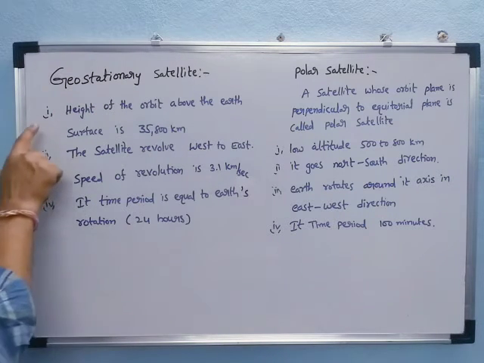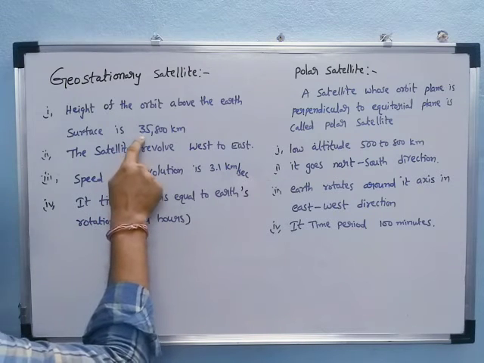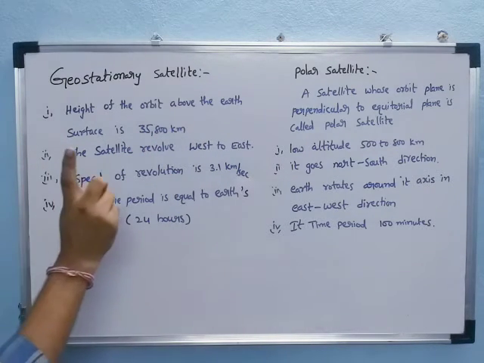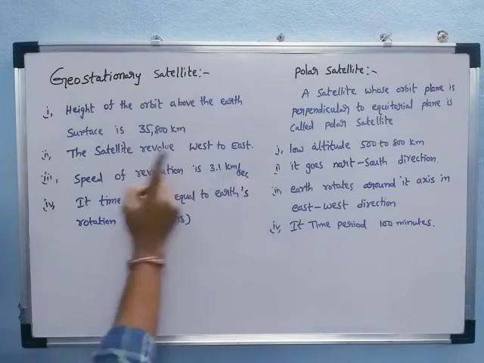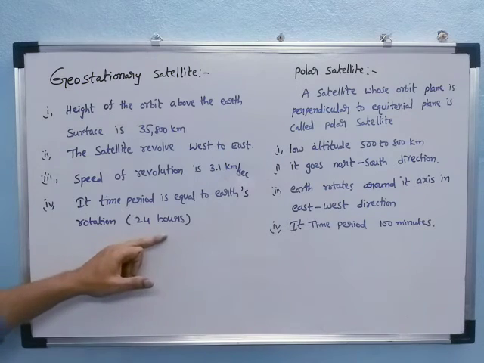These satellites orbit at a height of 35,800 kilometers. They revolve from west to east, and the speed of revolution is 3.1 kilometer per second. Its time period is equal to the earth's period of rotation, that is 24 hours.